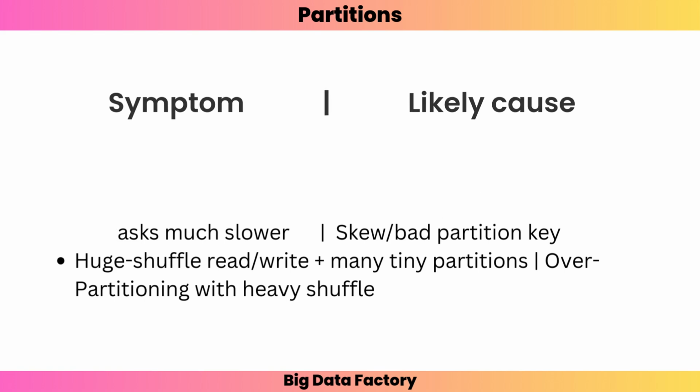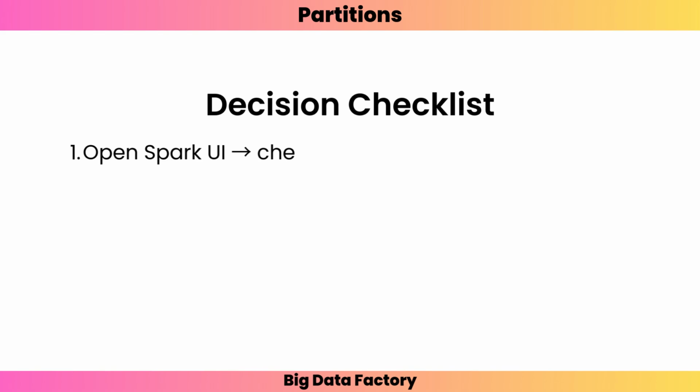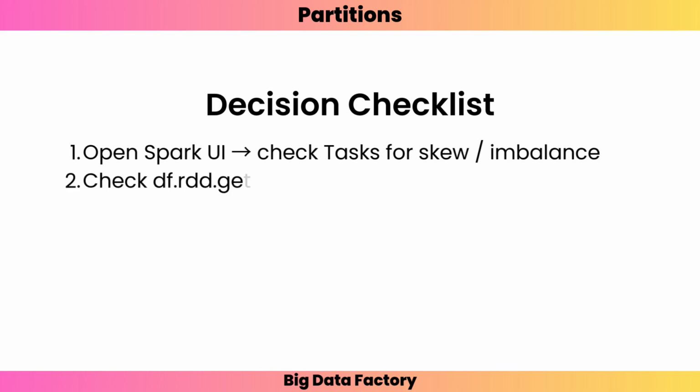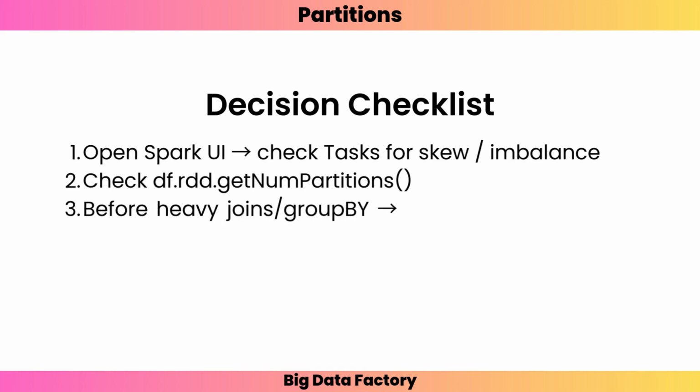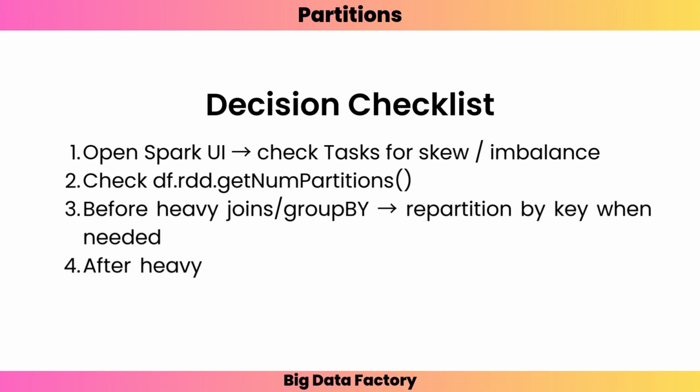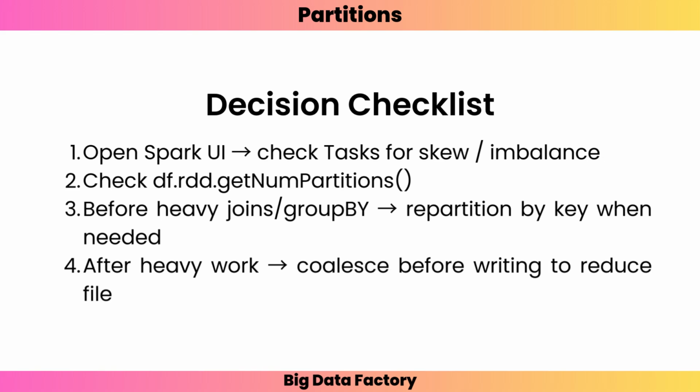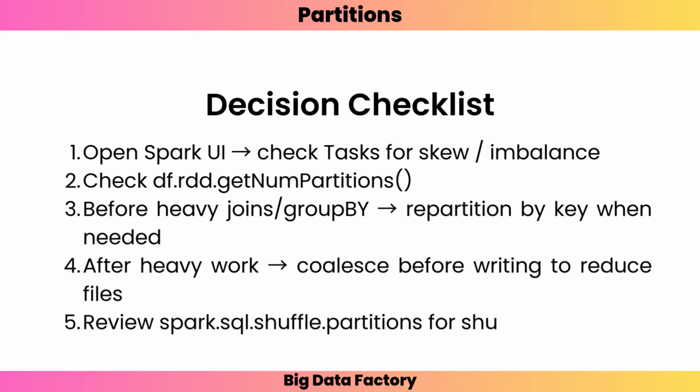Here is a simple checklist you can use the next time a Spark job is slow. First, check the Spark UI. Check whether all tasks are similar in duration or is one much slower, possibly skew. Number 2, check the number of partitions using getNumPartitions and check if you are clearly underusing cores. And number 3, before heavy joins or group by, consider repartitioning by key to improve distribution. And number 4, after heavy work before writing, consider coalesce to reduce small files without extra shuffle. And number 5, for shuffle heavy workloads, review the shuffle partitions. Don't blindly accept the default for all workloads.